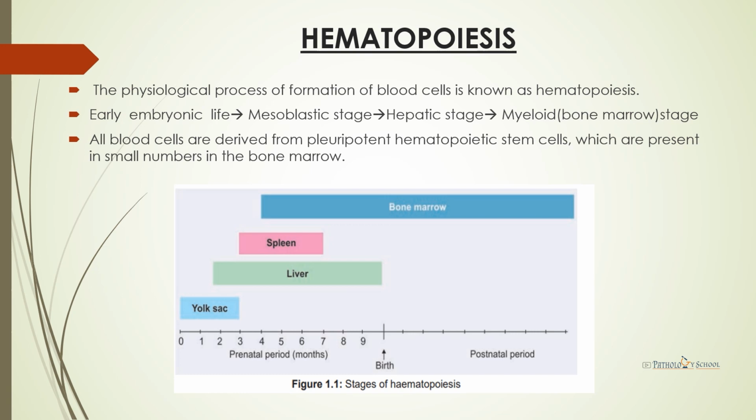For that, hematopoiesis, the physiological process of the formation of the blood cells, is known as hematopoiesis. It starts from the third week of the embryonic life in the yolk sac. After that, the cells migrate into the liver. That is known as the hepatic stage, and after that, the bone marrow becomes the sole site responsible for the hematopoiesis process. All the blood cells are derived from the pluripotent hematopoietic stem cell, which is present in small numbers in the bone marrow. Some amount of hematopoiesis also occurs in the liver and the spleen.